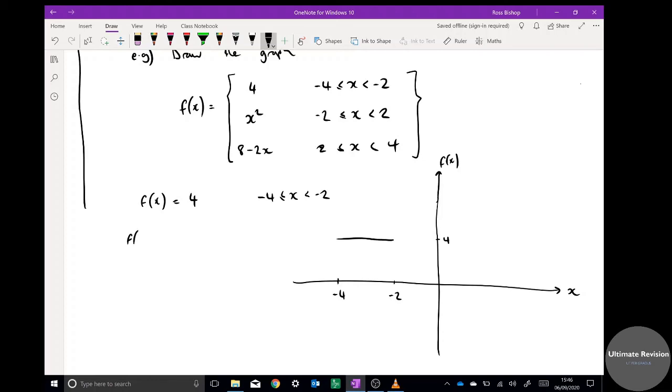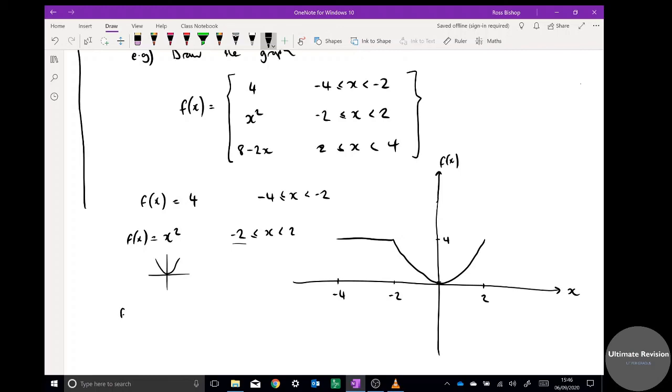Next bit, so f(x) equals x squared between minus 2 and 2 this time. So 2, I can do 2 there. Now, the x squared graph looks like a U-shaped parabola. Okay, so x squared on the extreme, so if I square minus 2 I get 4, and x squared is going to be like a U-shaped parabola up to 2, and it stops there because 2 squared is 4, 0 squared is 0, and so on. And that's good enough for this sketch.